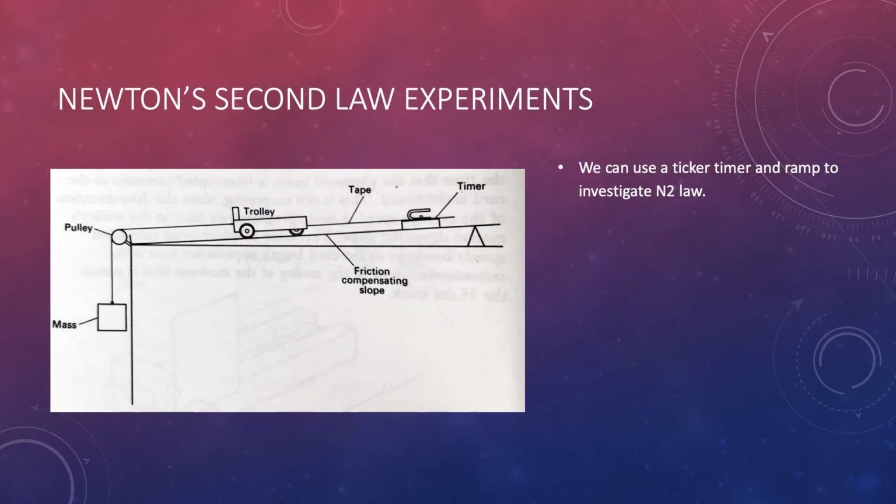So, we can use a ticker timer and a ramp to investigate Newton's second law. The ramp compensates for friction, which would cause a systematic error. So think about if there were no ramp, then there would be friction between the trolley and the desk.